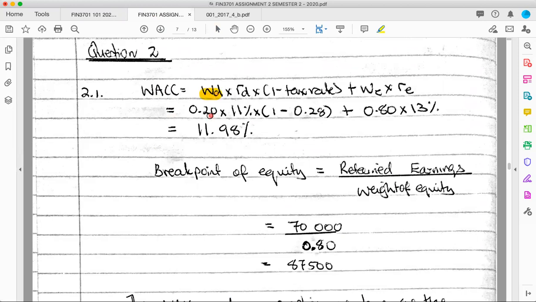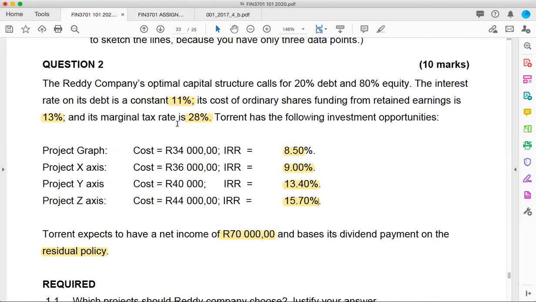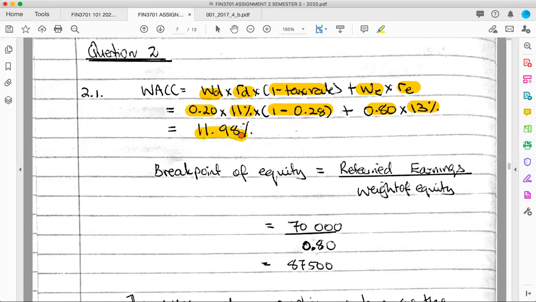We take the debt ratio, which is the weight of debt, multiplied by the cost of debt before tax, multiplied by 1 minus the tax rate, right? Plus the weight of equity times the cost of equity. Remember, if you have 20% debt, then it means you have 80% equity. They haven't said anything about preference shares here, so we just assume that we're just dealing with our debt and our equity. So it's just equity in all, which is ordinary equity. They haven't said anything about preference shares. And then we get our weighted average cost of capital of 11.98%.